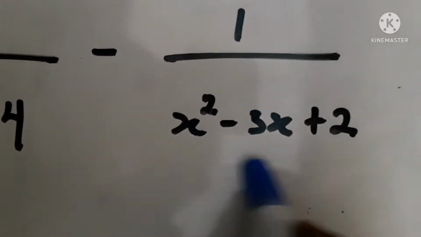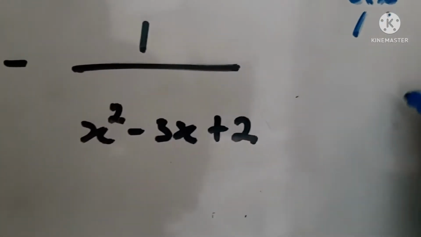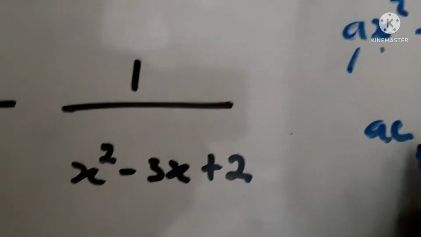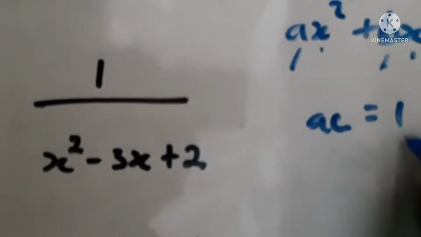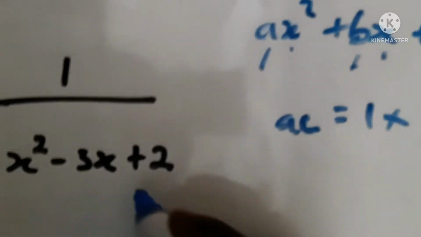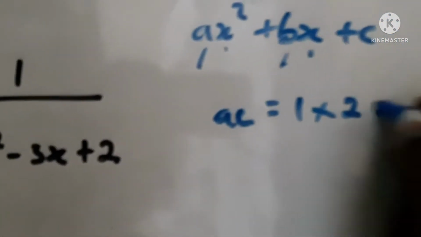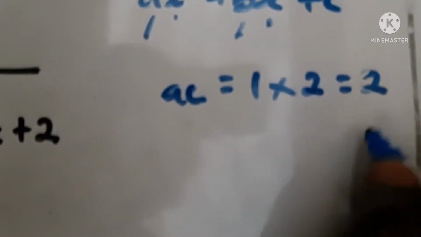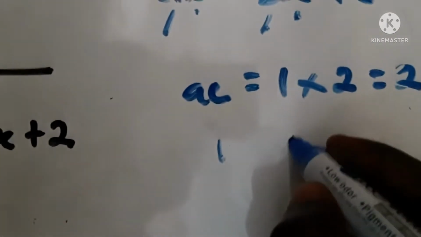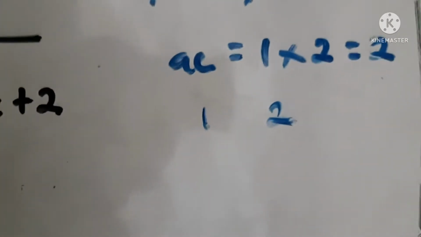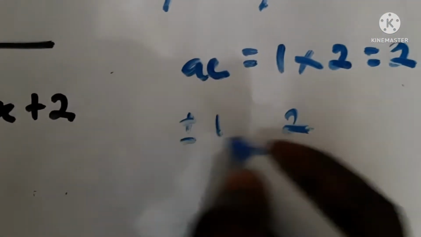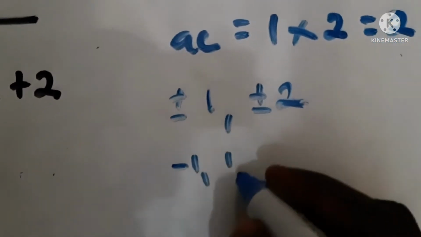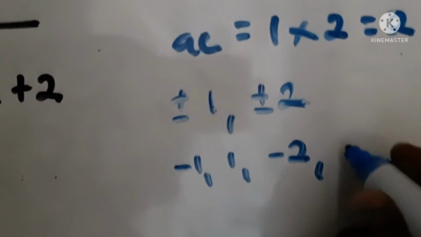Now here you can see that the way of solving this is that the first thing you should do is find the AC, which is A multiplied by C. The A here is 1, multiplied by C, which is 2, so it is equal to 2. You find the factors of this answer. The factors of 2 are 1 and 2. But here the factors you are going to find will be both positive and negative, so you are going to have -1 and -2, and 1 and 2.